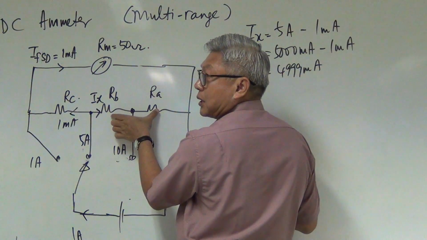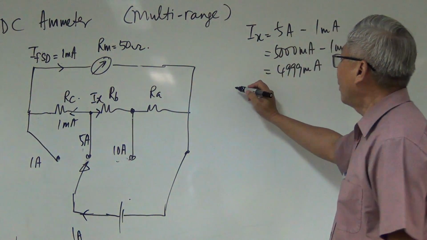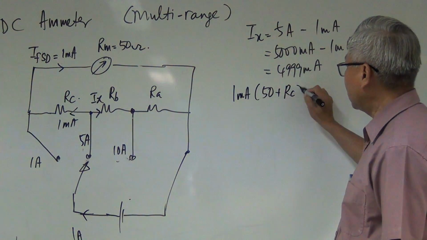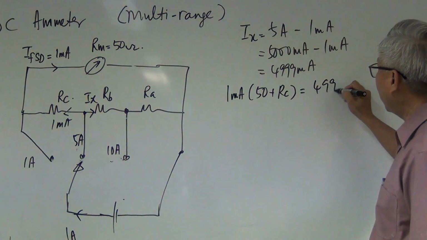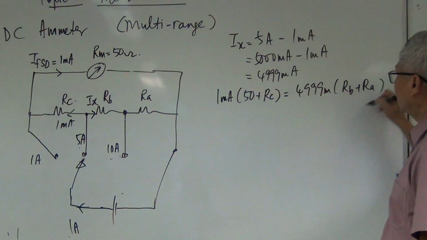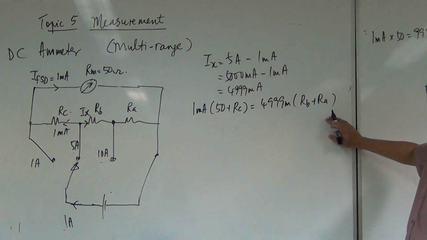Okay? So in terms of the voltage, the voltage across these two resistors is the same as the voltage across these two resistors, because these two are now parallel to these two. So 1 milliamp multiply 50 plus RC equals 4,999 milliamp multiply RB and RA. Alright, so that will be my second equation.